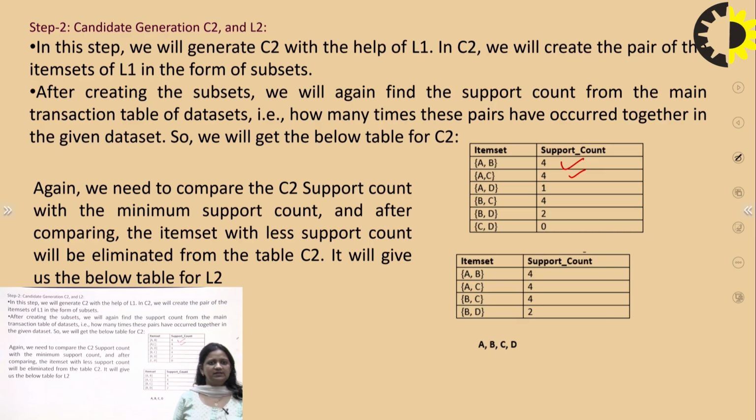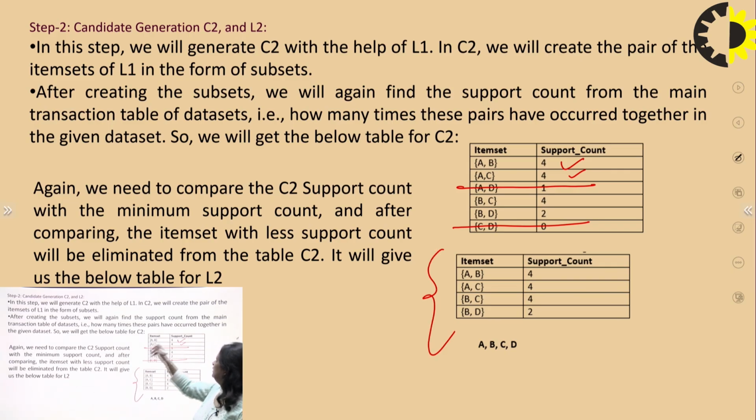Now again, the same step as in step 1, we eliminate those item sets which have a support count less than the minimum threshold value of 2. So in this we eliminate AD and CD because they do not satisfy the minimum threshold value, that is 2 in the given question. So after step 2, in the frequent L2 item set, we have 4 item sets: AB, AC, BC and BD.